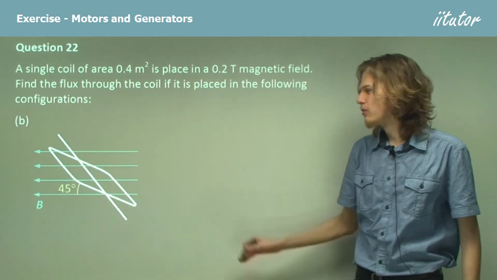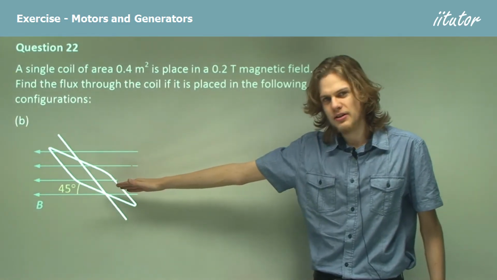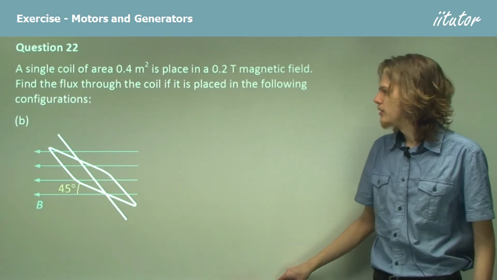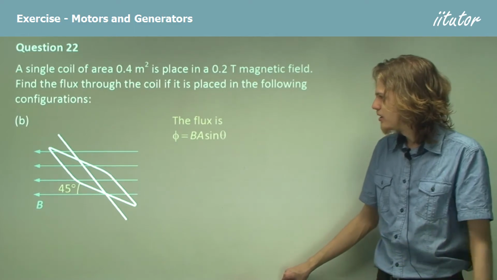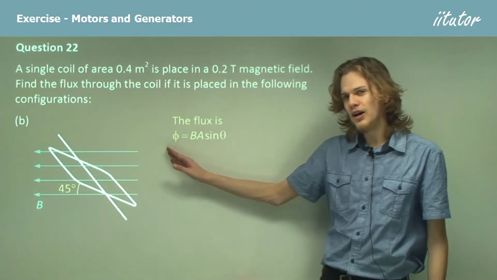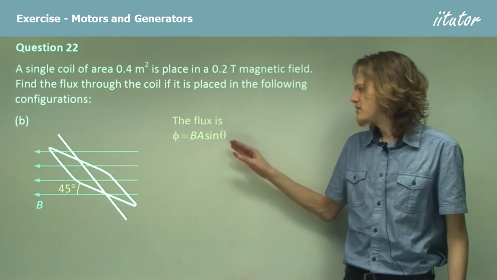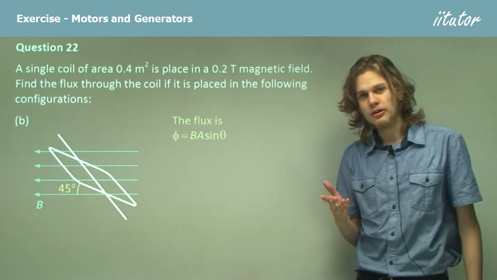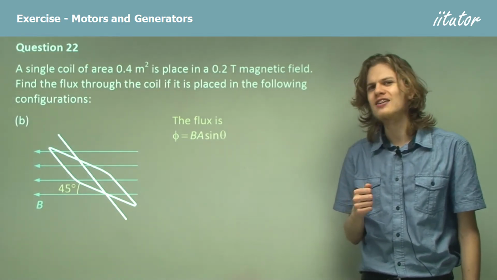So in B, we've lifted the coil up a little bit, and now it's at 45 degrees to the magnetic field, right? So what's our equation? Flux is phi equals BA times sine theta. In this case, theta is going to be 45 degrees. So sine theta will be 2 to the power of minus a half, if you know your trigonometric identities.